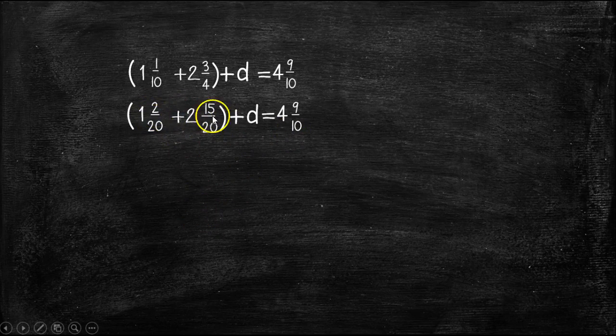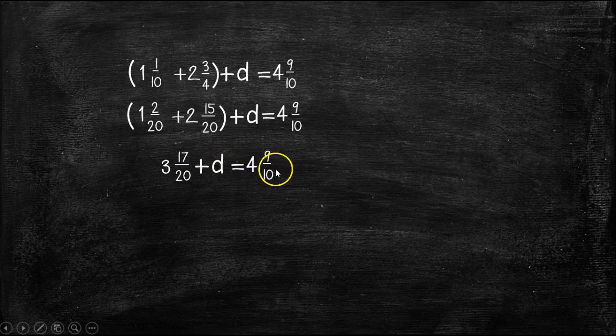So now we need to solve what's in the parentheses first. So we know that 1 plus 2 is 3, and 2 plus 15 gives us 17/20. So we have now solved what's inside the parentheses, so we can get rid of those, but we need to bring the rest of the problem down. So it's 3 17/20 plus D equals 4 9/10.